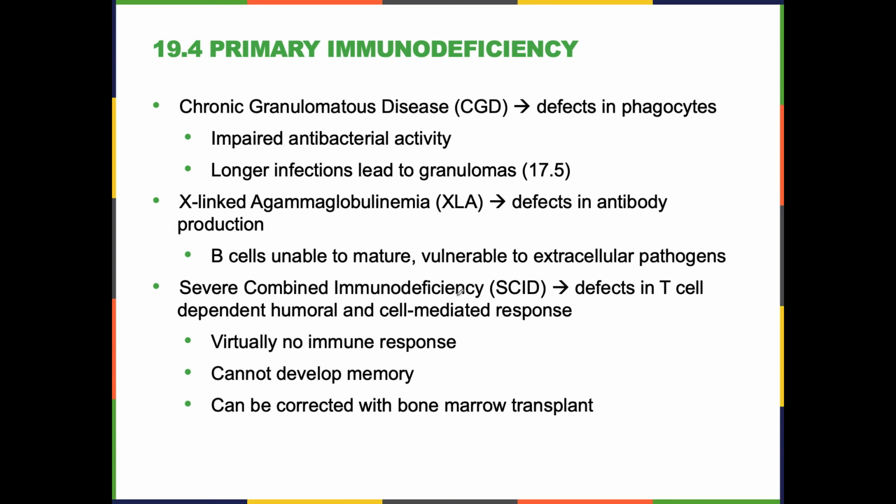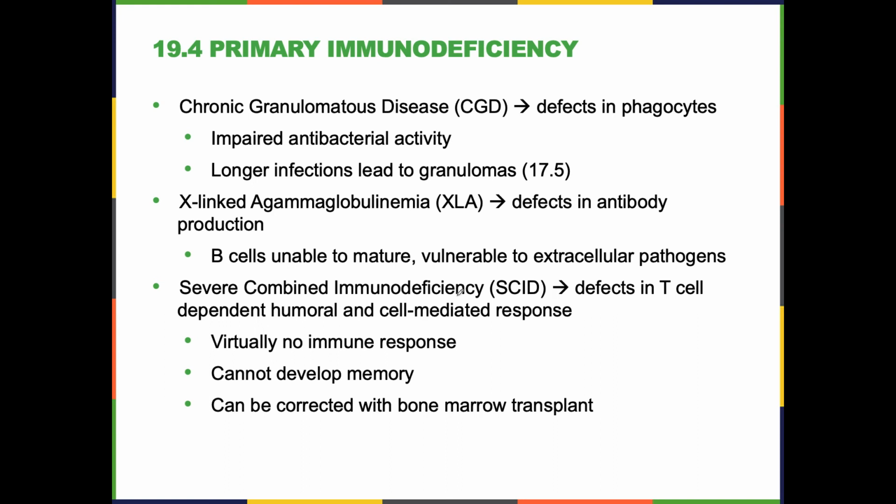And it's X-linked because it's linked to the X chromosome. So this is more of a male disease, right? Because males only have one X chromosome, females have two, but females can also get it depending on who the carrier is, that kind of stuff. Because you're unable to make mature B cells, that means you can't really make antibodies, which leaves you more vulnerable to extracellular pathogens, right?